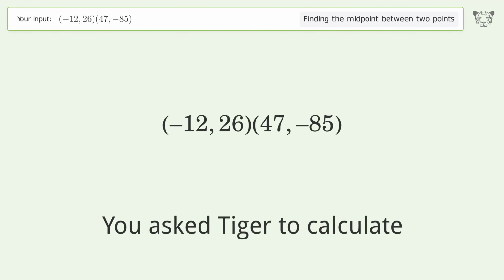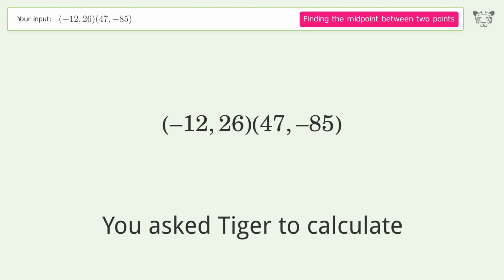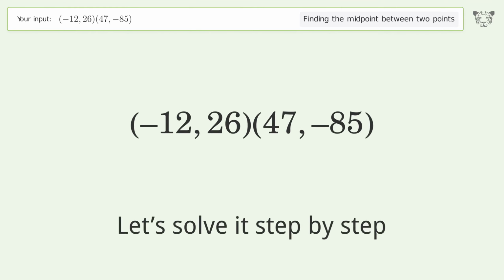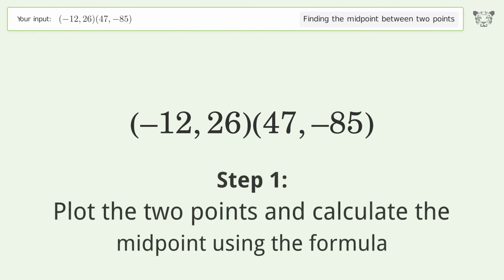You ask Tiger to calculate. This deals with finding the midpoint between 2 points. The midpoint between the 2 points is 17.5, negative 29.5. Let's solve it step by step. Plot the 2 points and calculate the midpoint using the formula.